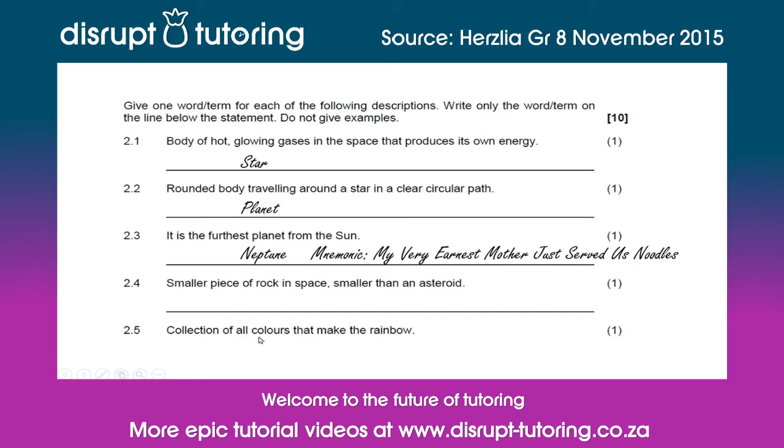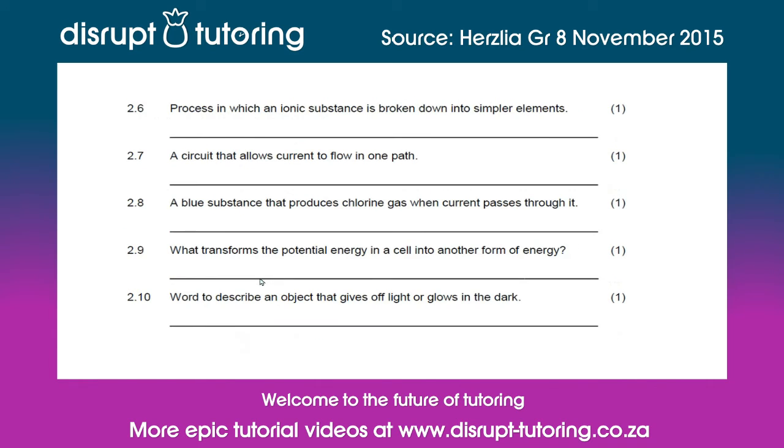Okay, great. 2.4, smaller piece of rock in space, smaller than an asteroid. This is called a meteoroid. And 2.5, the collection of all colors that make the rainbow. This is white light. Okay, let's go on to the last few questions.